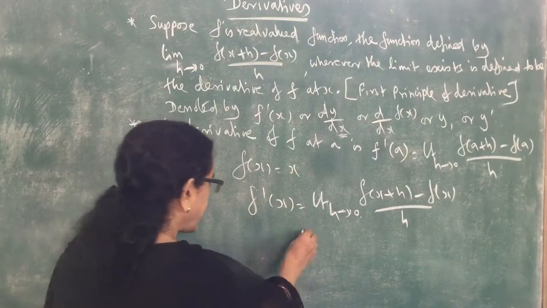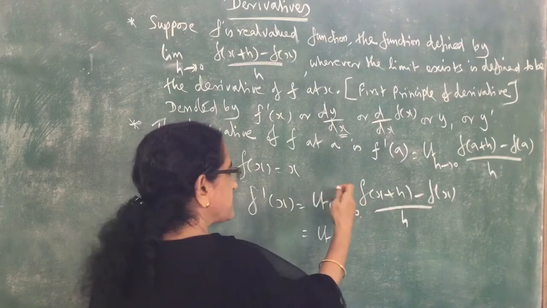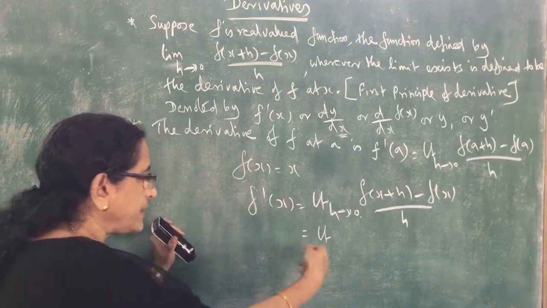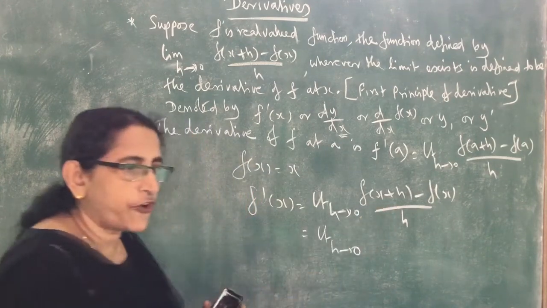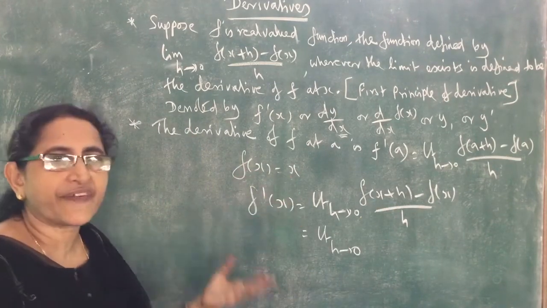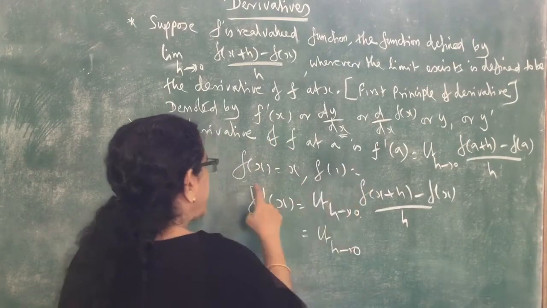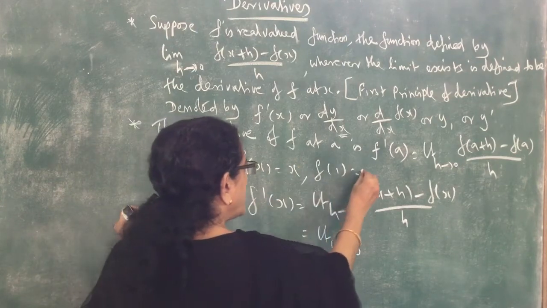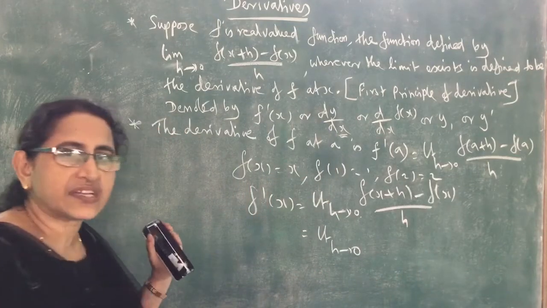So f dash x equal to limit. First write the definition, then substitute the value of f of x plus h and f of x, then find the limit. So limit h tends to 0, f of x plus h minus f of x. F of x equal to x means what is f of 1 when x equal to 1, in the place of x. So what is f of 1? 1. What is f of 2? 2. So what is f of x plus h? X plus h.